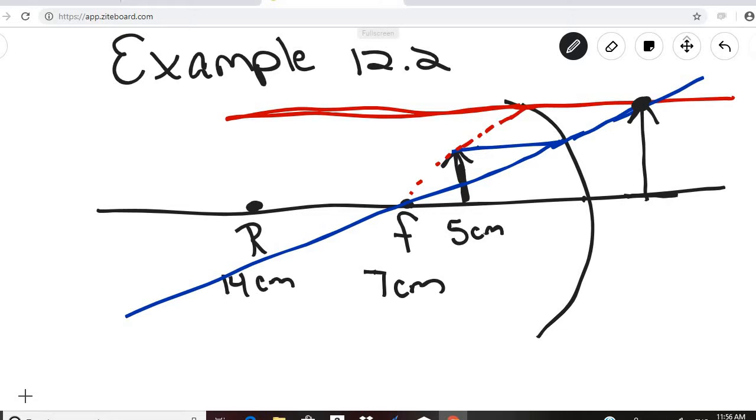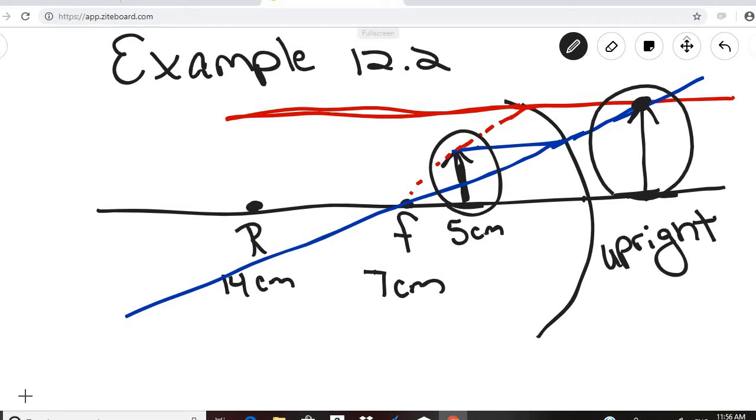So this image would be upright, because its bottom is at the bottom, and if we compare the size, it would be enlarged or magnified.